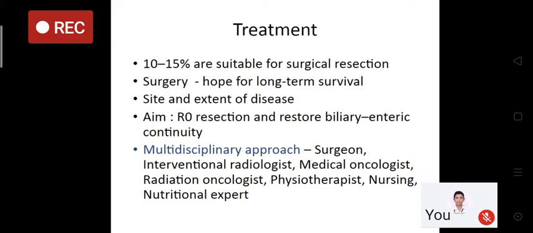In the majority of biliary malignancies, we need a multidisciplinary approach where surgeon, interventional radiologist, medical oncologist, radiation oncologist, physiotherapist, nursing person, and nutritional experts are there. Because the surgeon can help only in 10-15% of the cases which are resectable. In the remaining 90% of the cases, the interventional radiologist can help by doing some endoscopy, by doing some percutaneous stenting to relieve the obstruction. Similarly, these patients are very much nutritionally compromised. So help of nursing, nutritional experts and physiotherapists is of paramount importance.